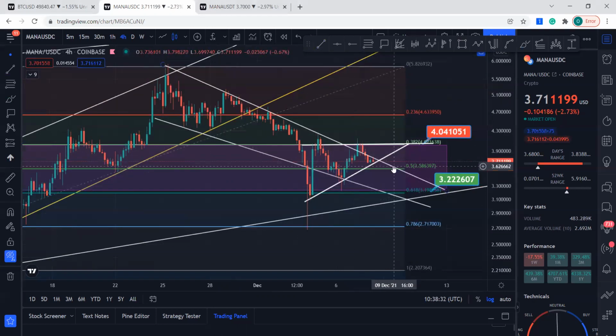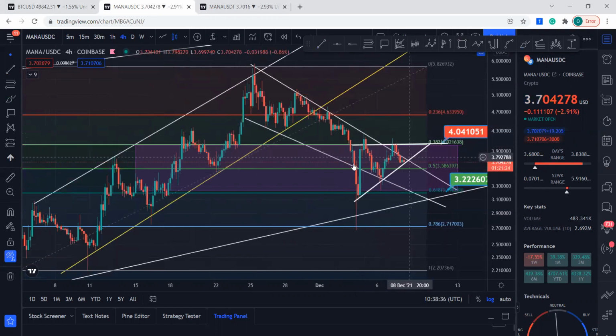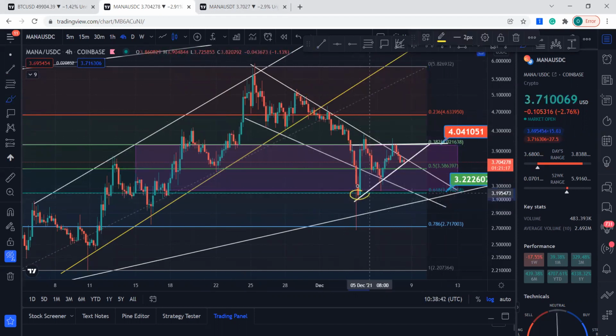But if it breaks this resistance, then it's going to the upside. Keep this pattern in mind because it is respecting these support areas. Look at that. It's right at it right now.